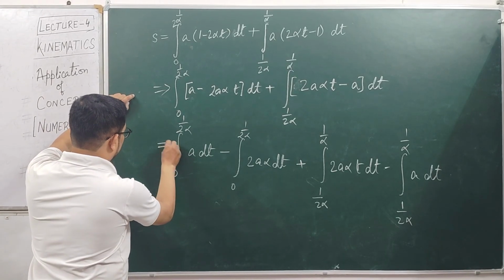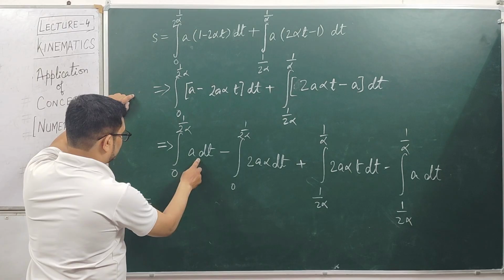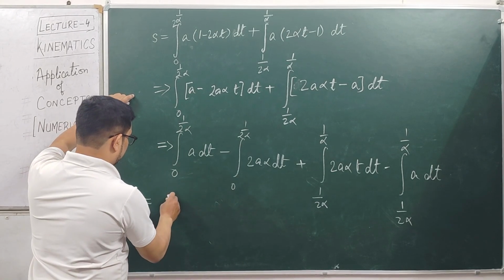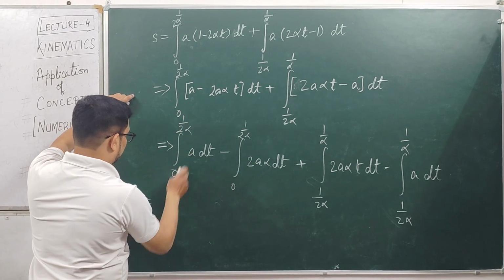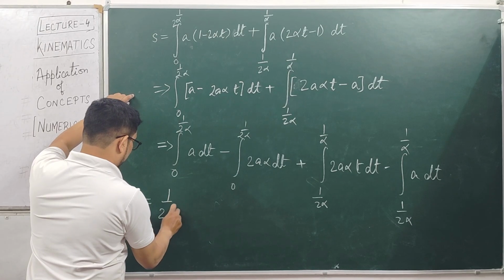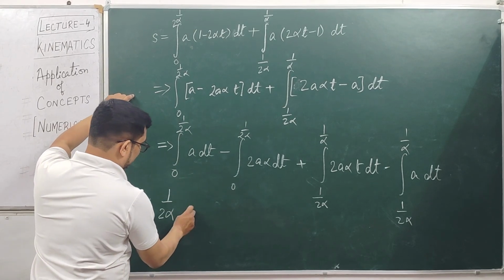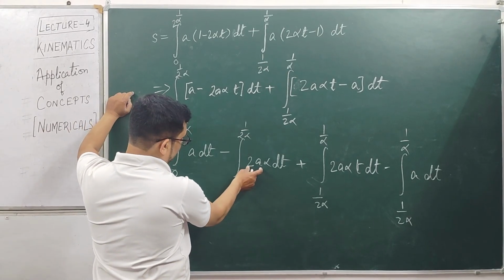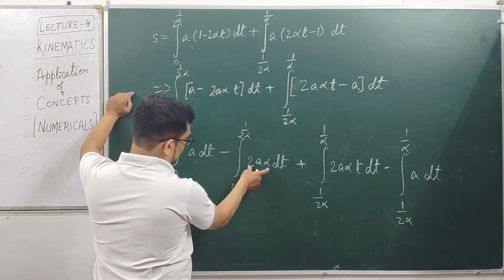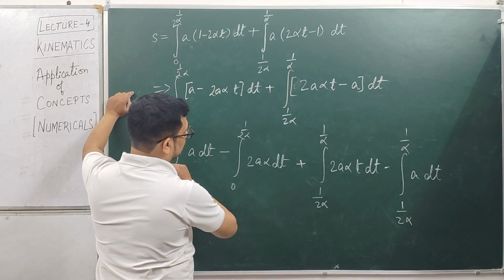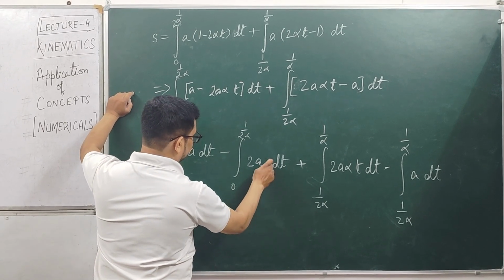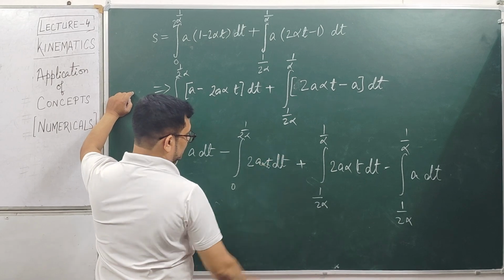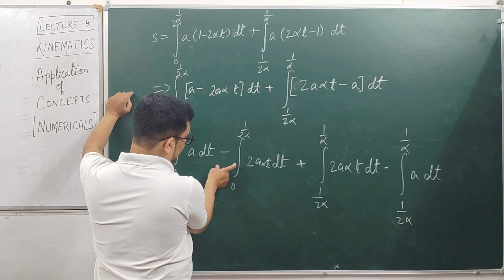So this definite integral is going to be simply t, so we'll put in here 1 over 2 alpha minus 0, so it becomes 1 over 2 alpha. And here 2a alpha t is also there, 2a alpha t. So everything goes out of the integral sign.